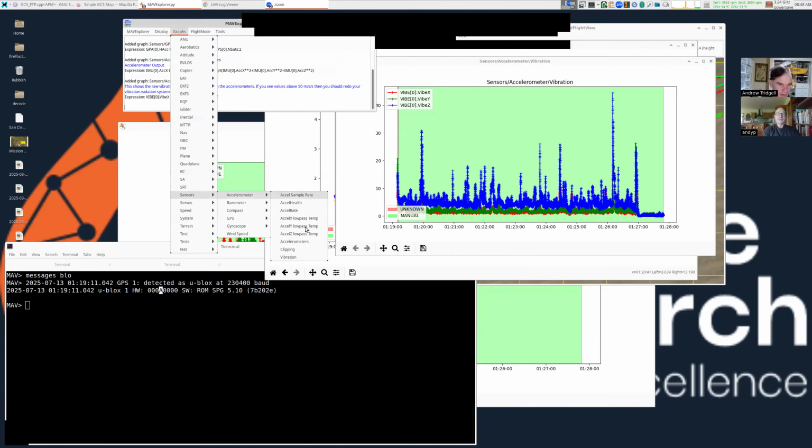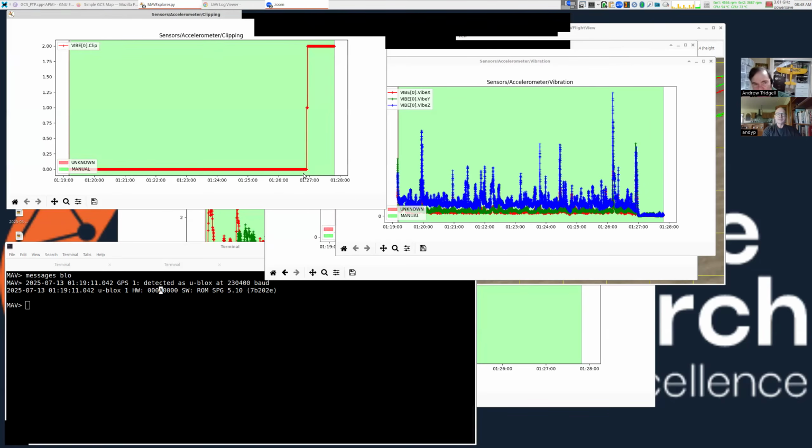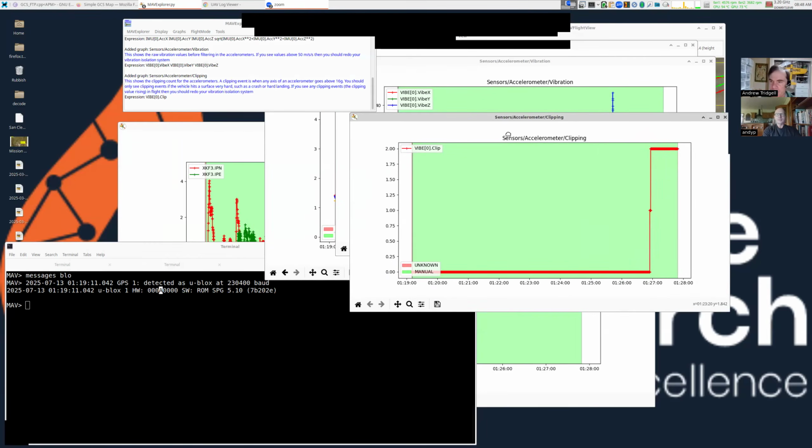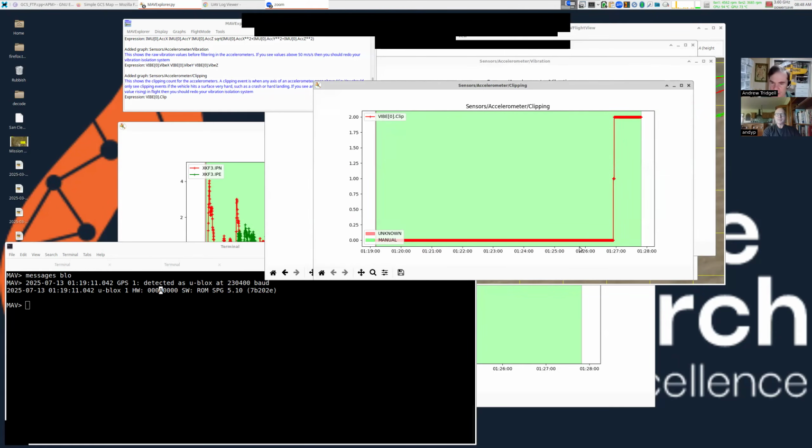So sensors, accelerometer, clipping. Clipping is when you are going beyond the capabilities of the IMU. And that's not an issue in this flight. There are only 2 clipping events here, right at the end of the flight. I bet that's when he's touching down, hitting the runway, and it briefly clips, basically gets a sample from the IMU which is beyond the limits of what the IMU can actually measure, which might be, say, 16G or 24G, depending on the type of IMU.